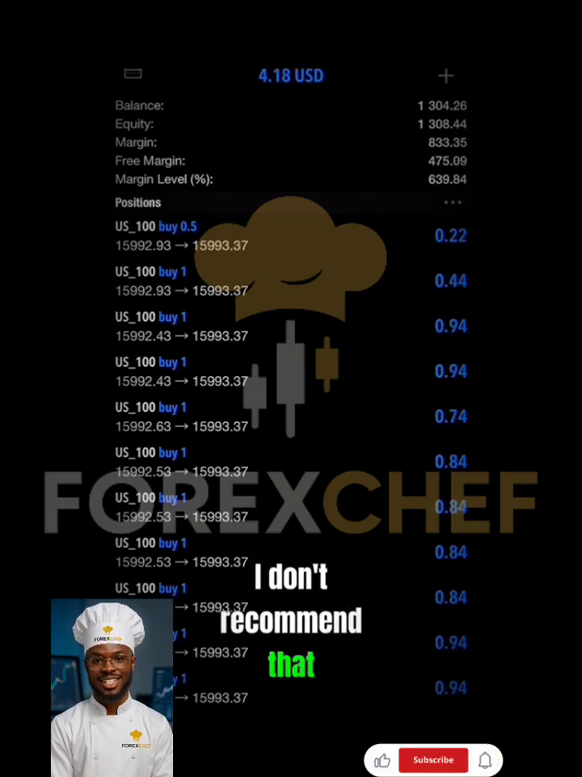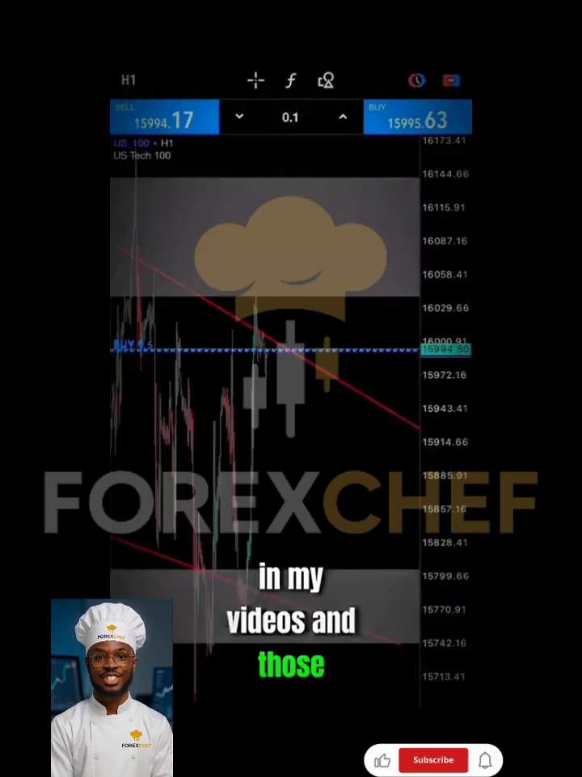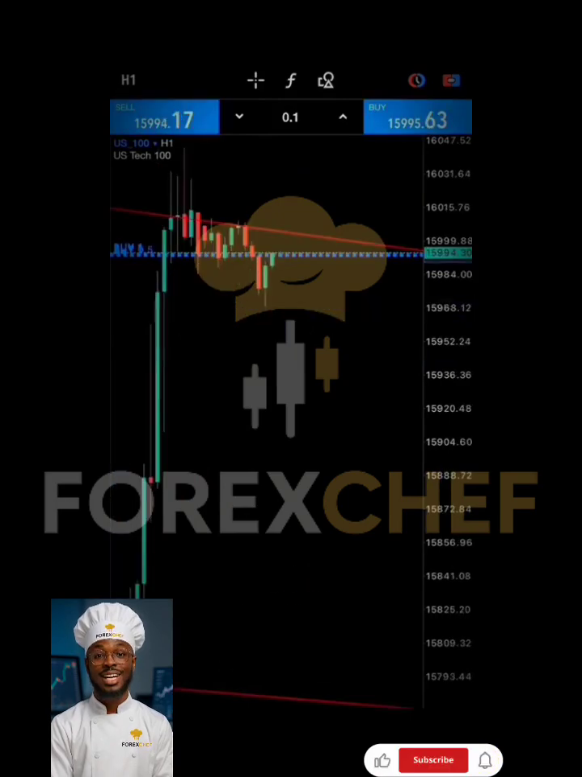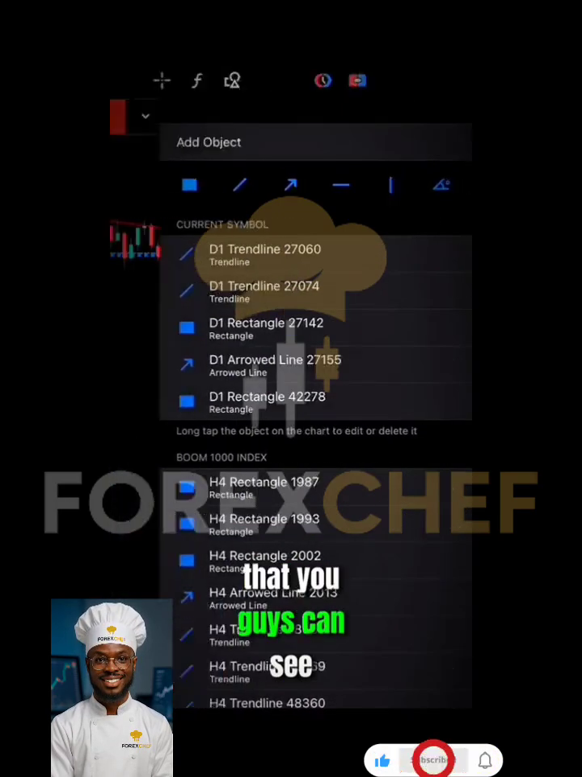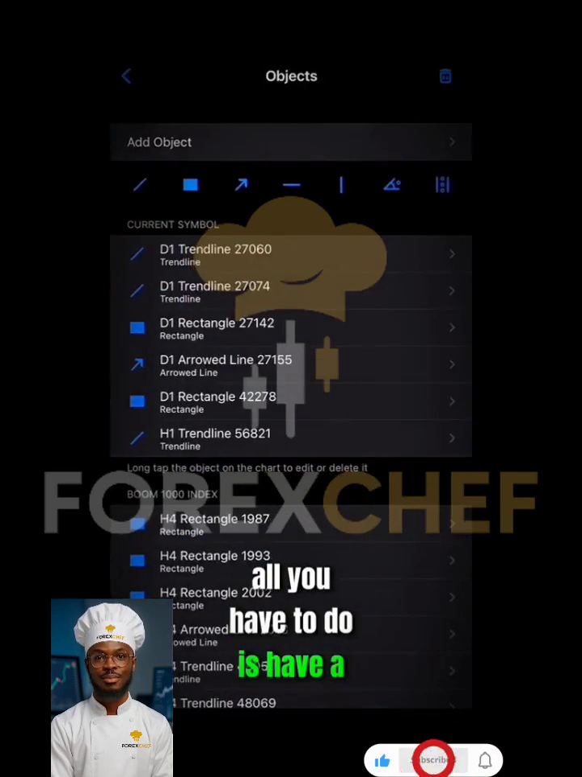I really like to trade the boom and crash in my videos, and those who I see trading the account with boom and crash, I like boom and crash more than other pairs. Then I decided to do this so that you guys can see for the currency pair that no pair is very hard to trade. All you have to do is have a good setup.